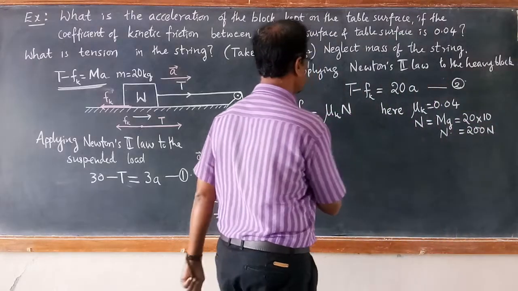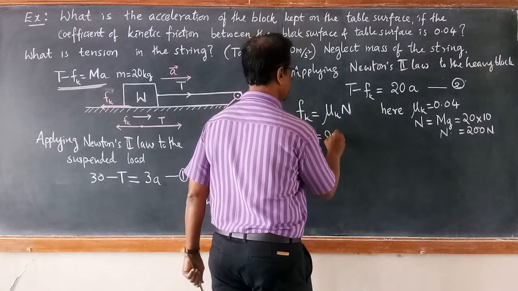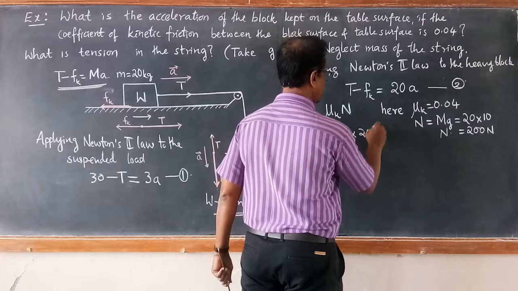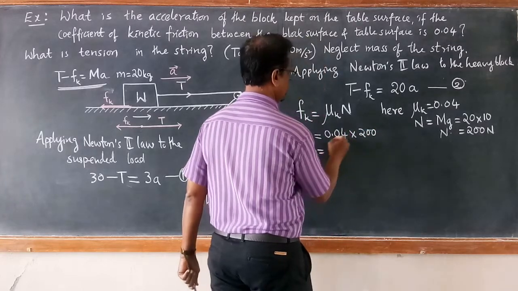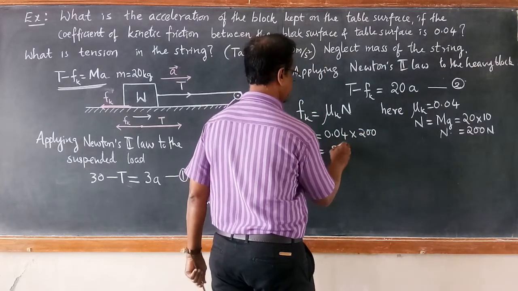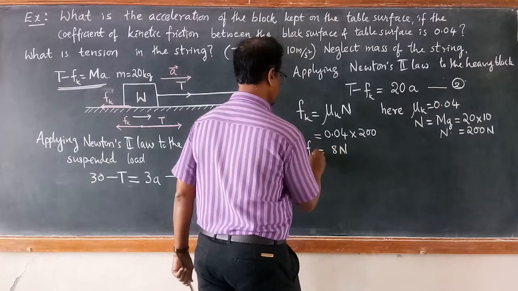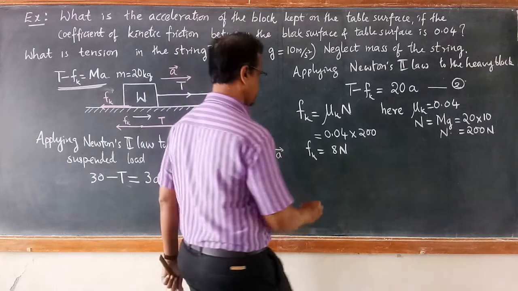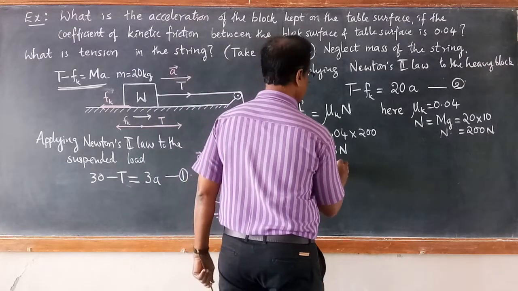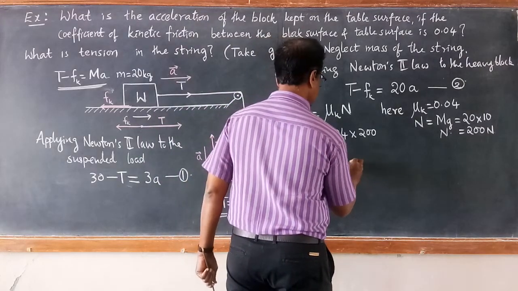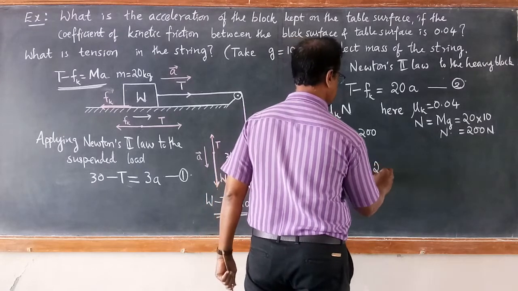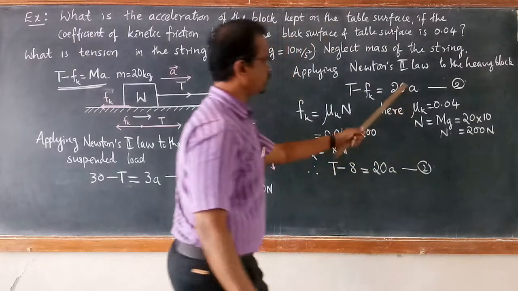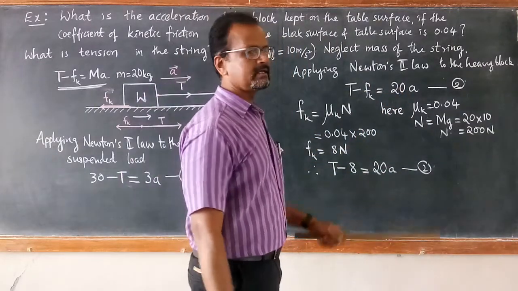So substitute this in this equation. So it becomes 0.04 into 200 Newton. Two zeros cancel, so it becomes 8 Newton. So Fk, kinetic friction, becomes 8 Newton. Therefore, the second equation becomes T minus 8 equal to 20 into A. This can be called equation 2.